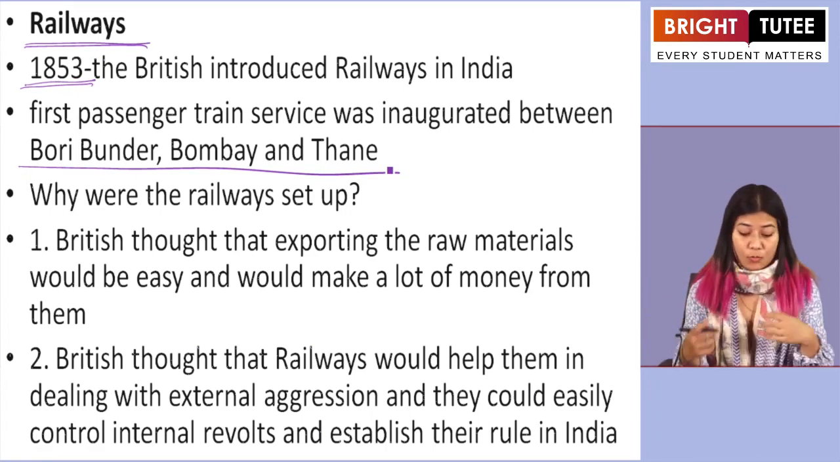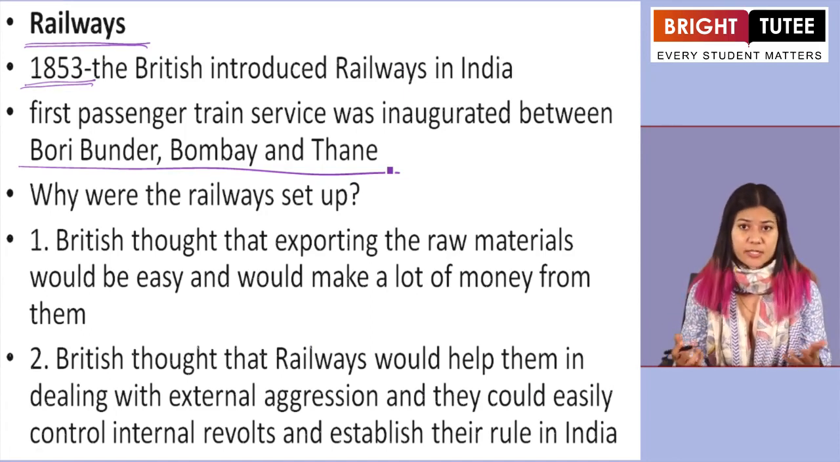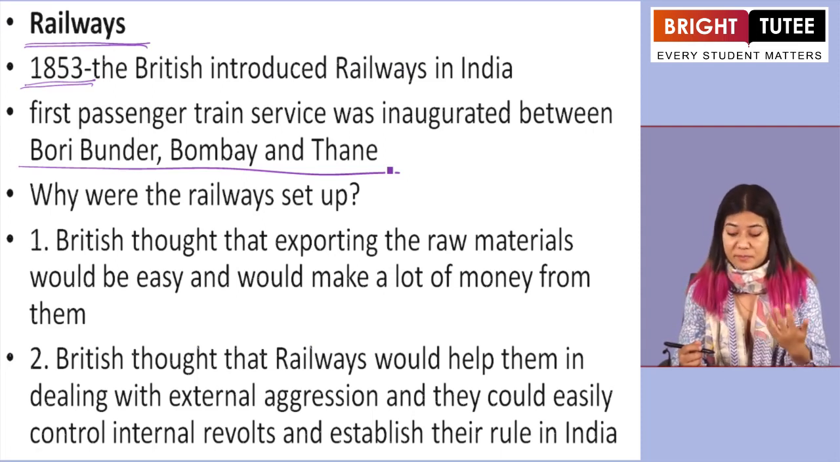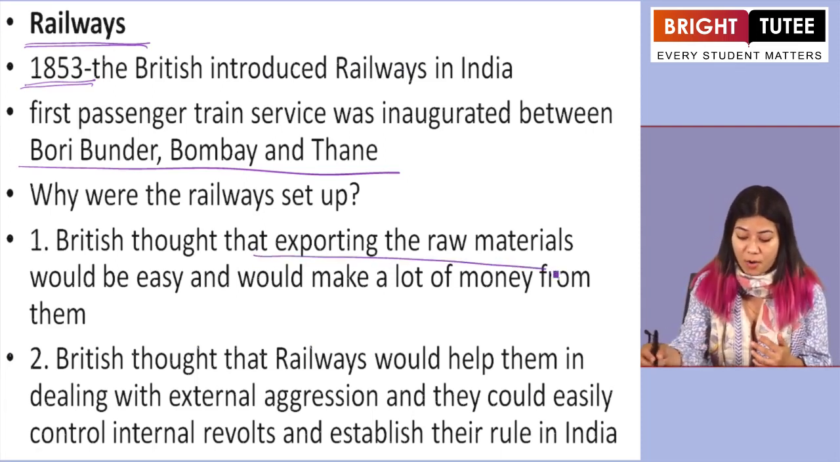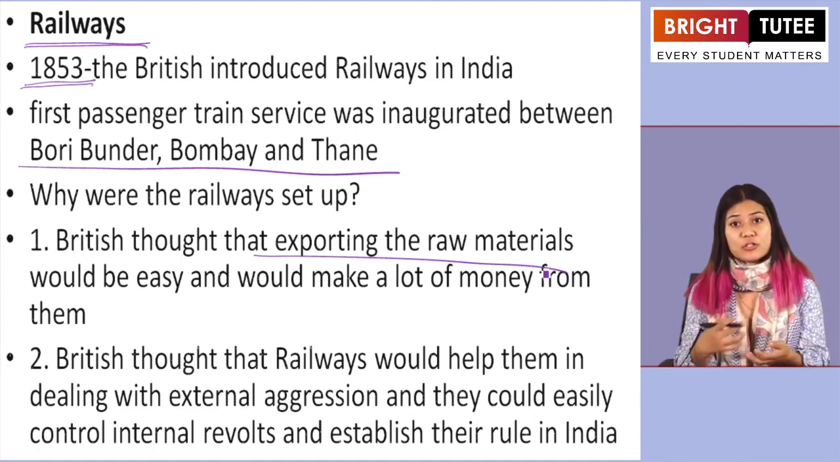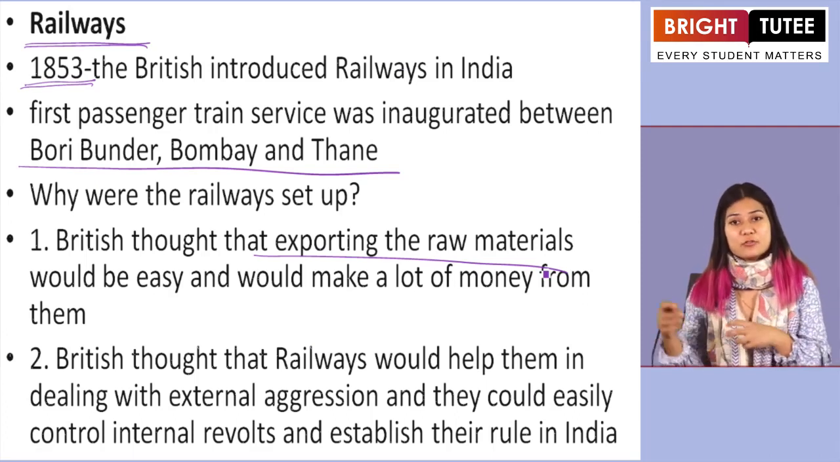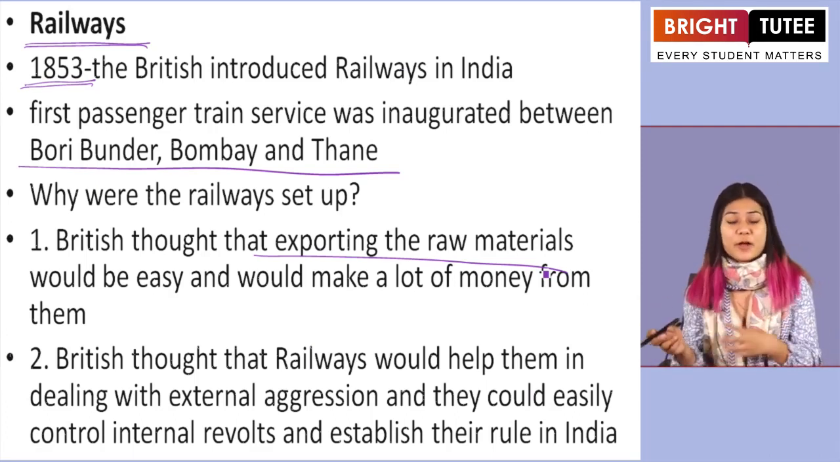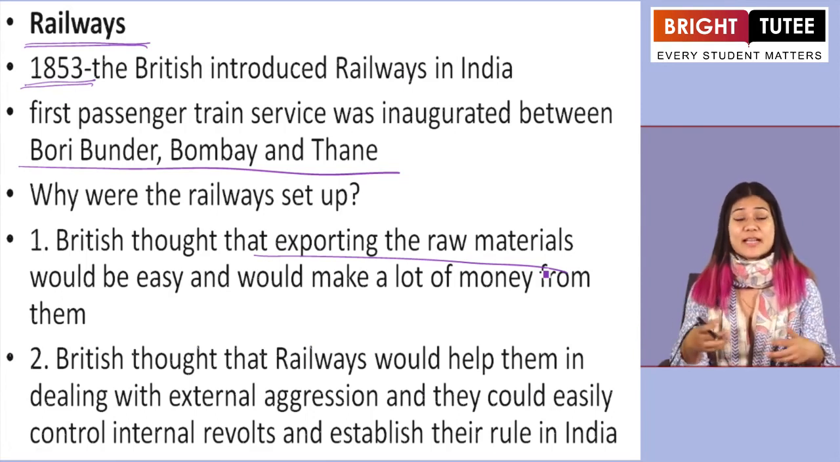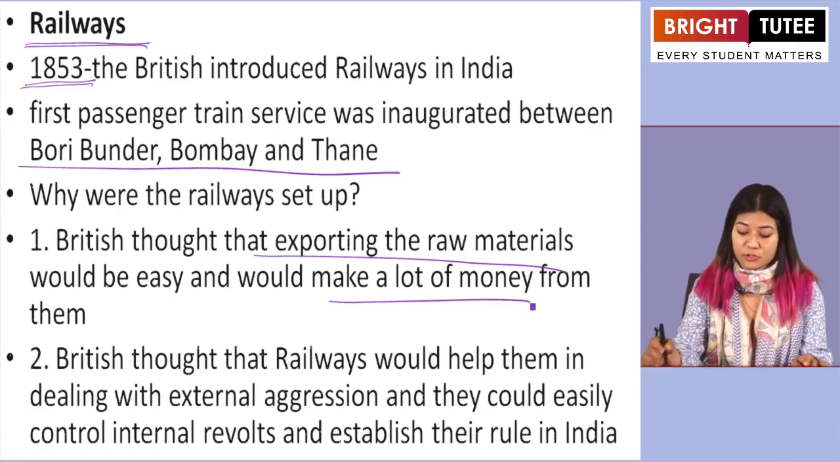Okay. Now, why did the British government set up railways? What was the need? There were reasons. Let's look at them. Because railways made export of raw materials very easy, and this also encouraged trade. When you have goods that could be easily transported from one place to another, that facilitates and improves trade, and that brings a lot of money.